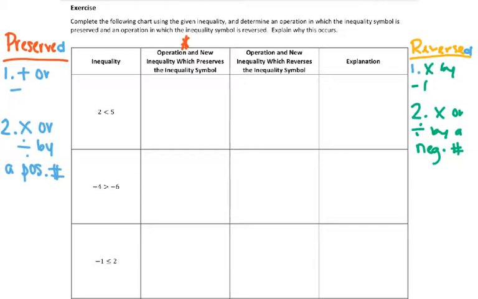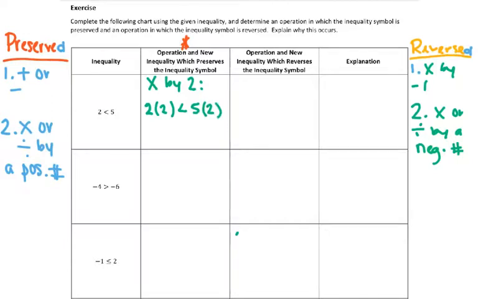So here's what we're going to do. So 2 is less than 5. We want to keep that inequality symbol the same. We want to preserve it. So we're going to come over here and look at our preserved column. We can either add or subtract a number to both sides of our inequality, or we can multiply or divide both sides of our inequality by a positive number. So we're going to choose to multiply by 2, which is a positive number. So that means that we have 2 multiplied by 2 is less than 5 multiplied by 2.